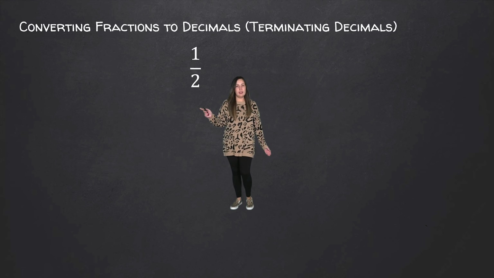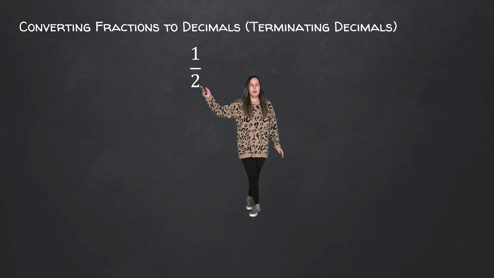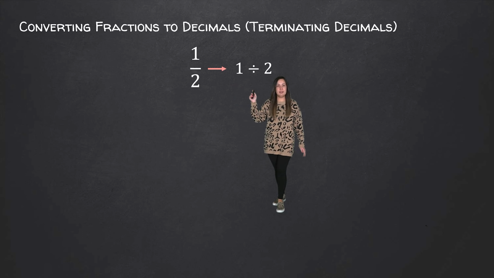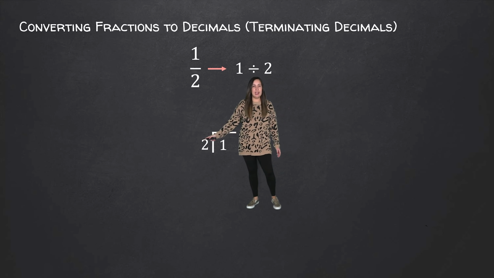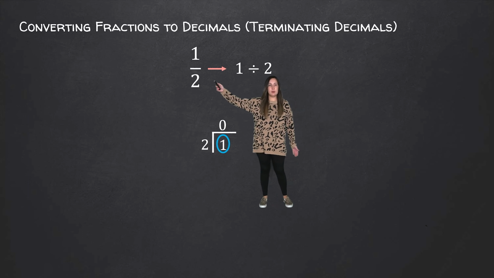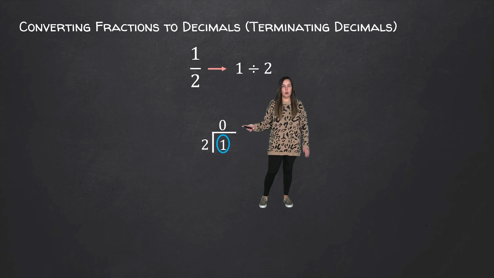Now we know that 1 over 2 is 1 out of 2 equal parts, but to figure out how much we have in decimal form, we have to divide the numerator by the denominator. So we're going to rewrite this as 1 divided by 2. That means that 1 becomes our dividend and 2 becomes our divisor. And then we ask ourselves, how many times does 2 go into 1? Well, 2 doesn't go into 1, and that makes sense because 1 over 2 is not a whole, so it's going to be smaller than a whole.